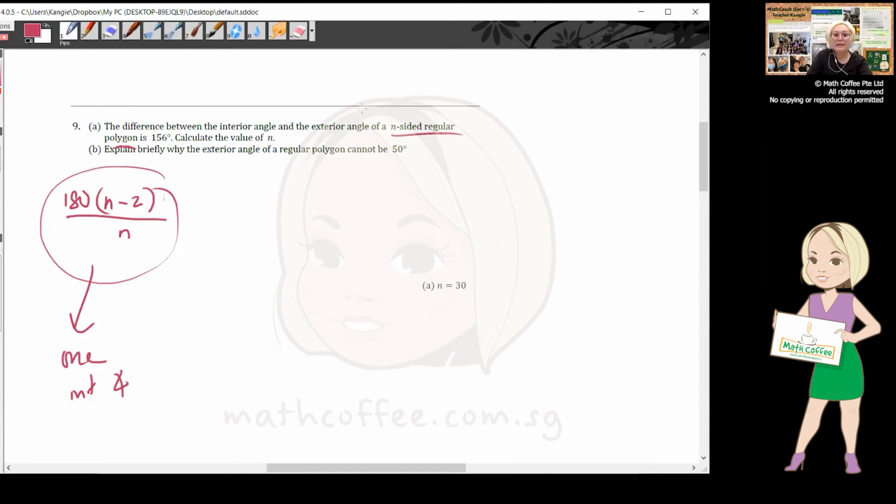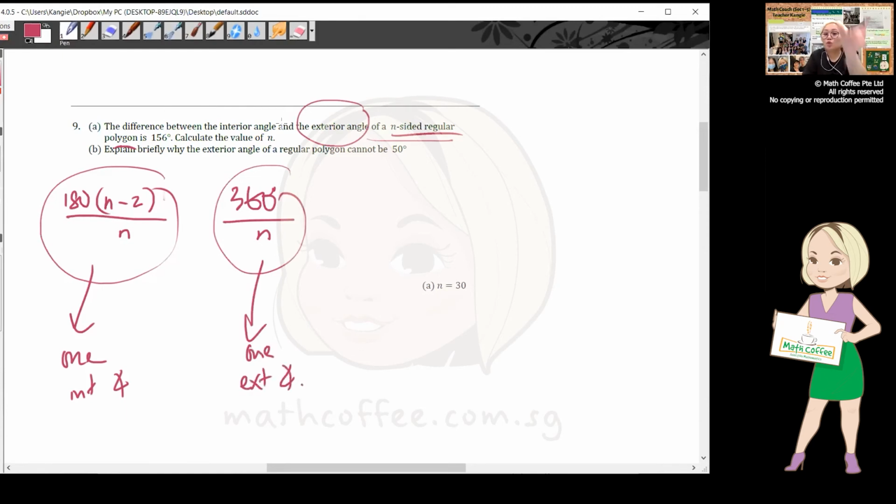Okay. Then the exterior angle of an n-sided polygon, just now we know that to find the exterior angle, we simply take 360 degrees, no need to put the degree, divided by the number of angles. This represents one exterior angle. So you see the difference between these two means minus, is equal to 156. So I form an equation. Your task is to solve this equation.